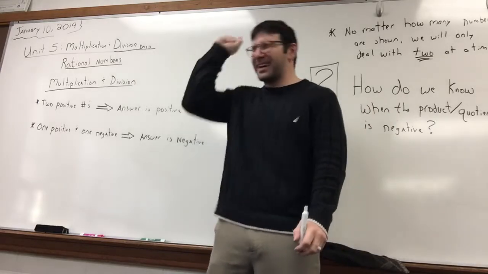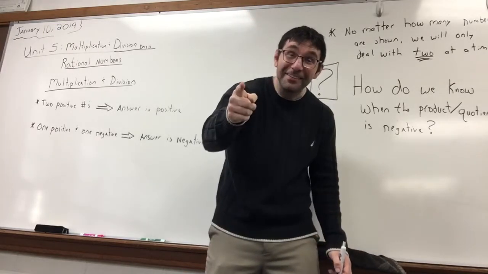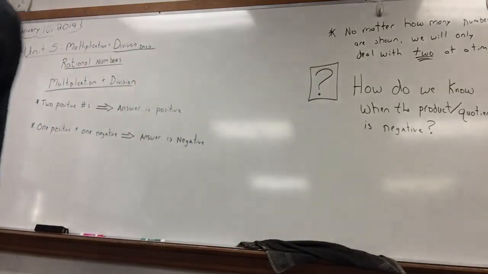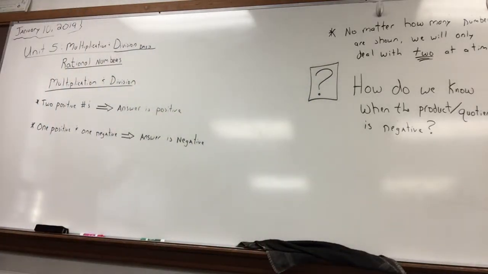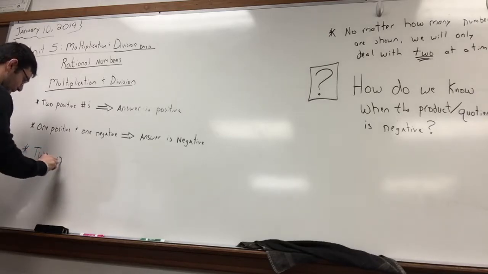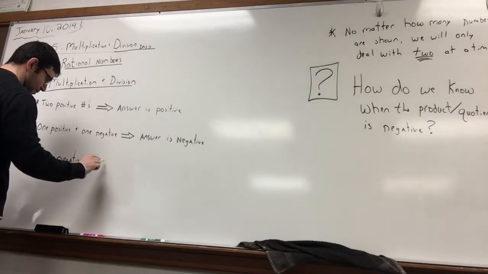Negative 3 times 1. Perfect. It is negative 3. How do I know it's negative 3? Well, the multiplication doesn't change. The only thing that changes is we had 1 positive times 1 negative. Now we have 2 negative numbers.